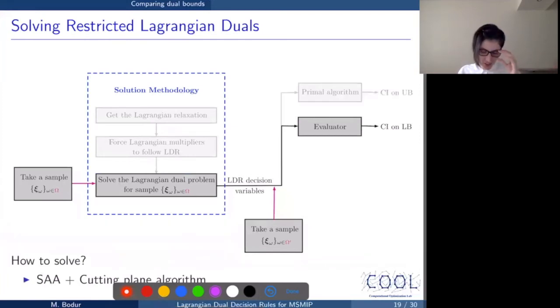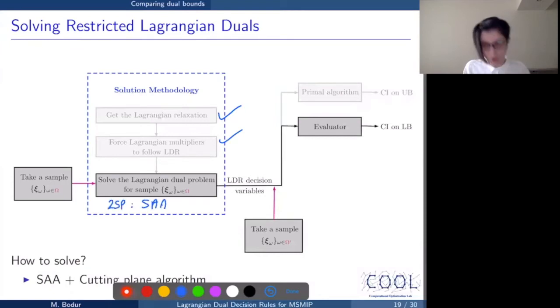Okay, but we are interested in their computational performance. So that's why I will also explain our primal side of the story and then show you a bunch of computational results. So this is what we've seen. We talked about how to build our relaxations and apply LDRs there. And as I already mentioned at the beginning of the talk, now that we have our LDR restricted Lagrangian dual problems, these are technically two-stage stochastic programs.